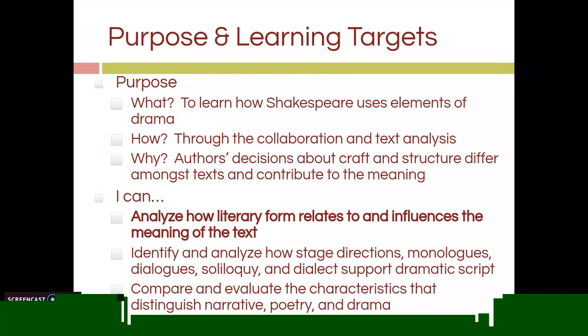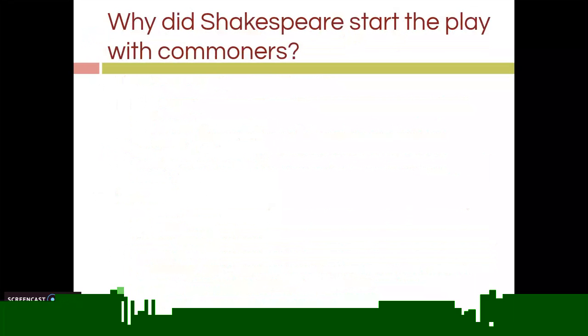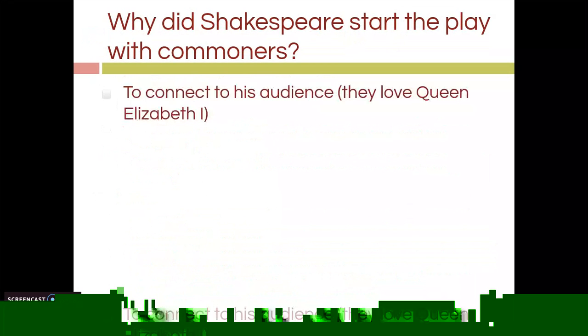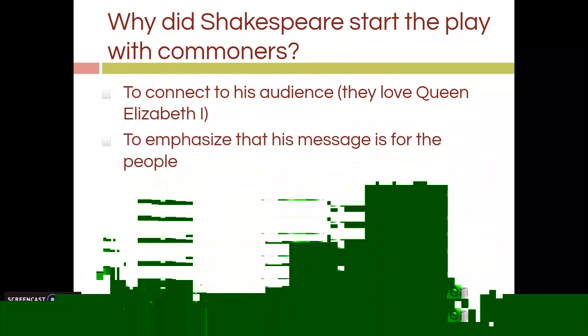So first, we're going to take a look at how literary form relates to and influences the meaning of the text. So one of the big questions on your study guide was, why did Shakespeare start the play with commoners? Well, as we talked about, Shakespeare's trying to connect to his audience, okay? We need to remember that at that time, everyone loved Queen Elizabeth I, but she was going to die, and they didn't have an heir to the throne. So Shakespeare created this play to emphasize that this message is for the people. He puts it in the Globe Theater where it only costs a penny to come and see the play. And so anybody can be there.